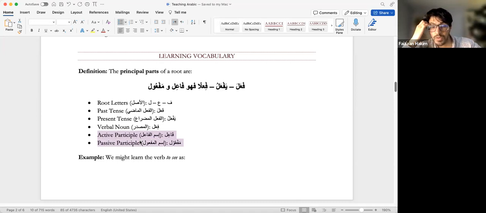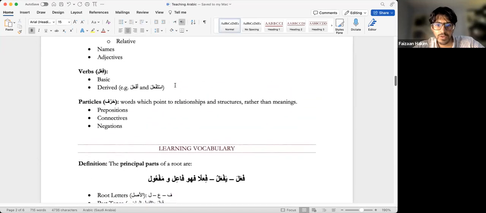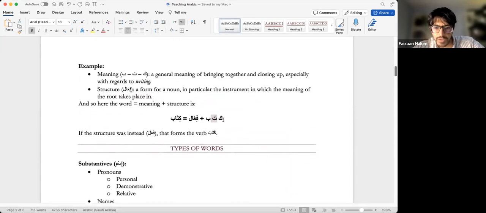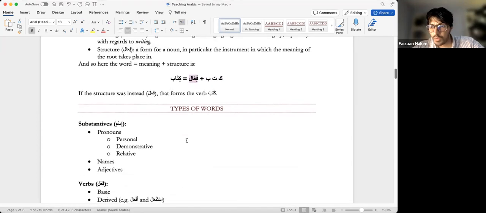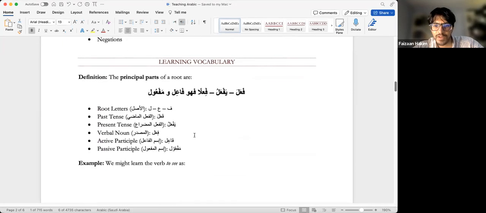If you want to form this ismul fa'il, the active participle, all you do is replace your fa, ayn, and lam with your root. Remember, as we saw over here, you have your meaning, the root letters, plus the form. So here the form is going to be fa'il. For example, someone who writes: kataba plus fa'il is katib. That's a writer. That which is written is maf'ul. So that's going to be maktub.